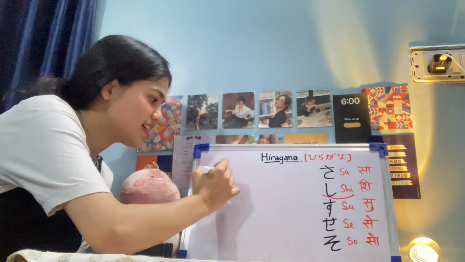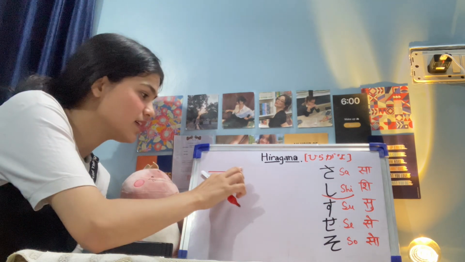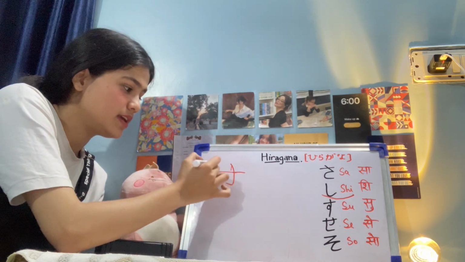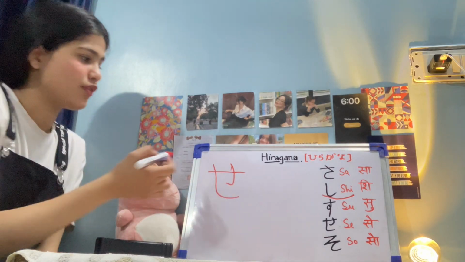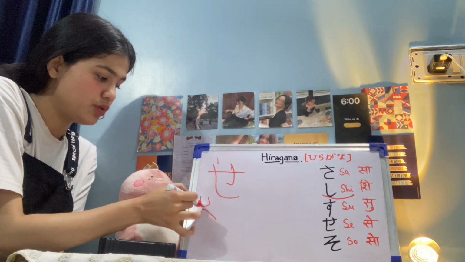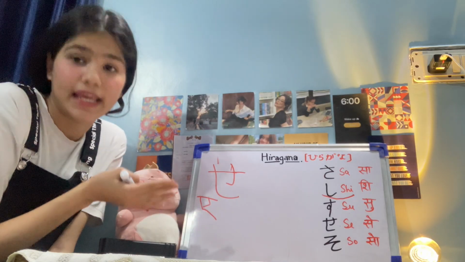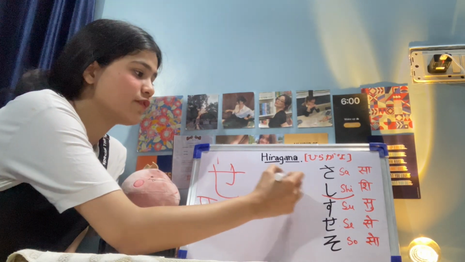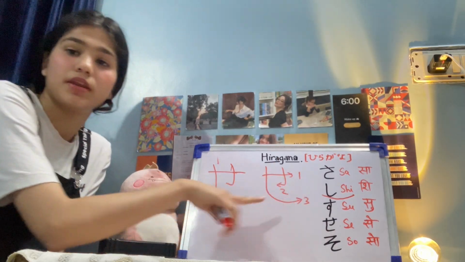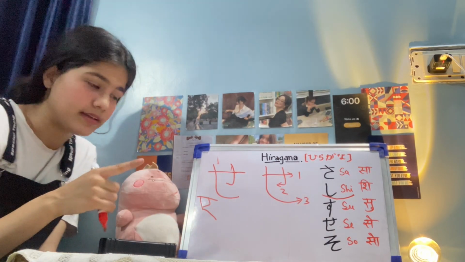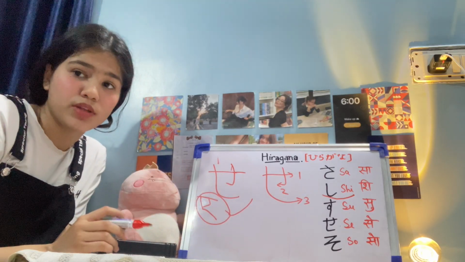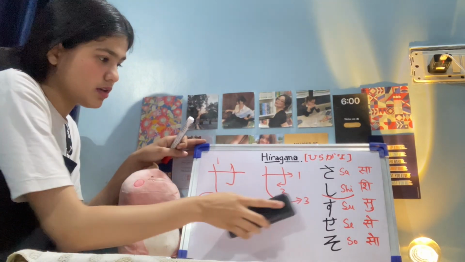Next one is se. Horizontal line, again a horizontal line, and the curved one. If you see, in Hindi it's pretty similar to the letter A. So the horizontal line first, then this curved one, and the bigger one. Third, se. So you can remember it with these Indian ones.